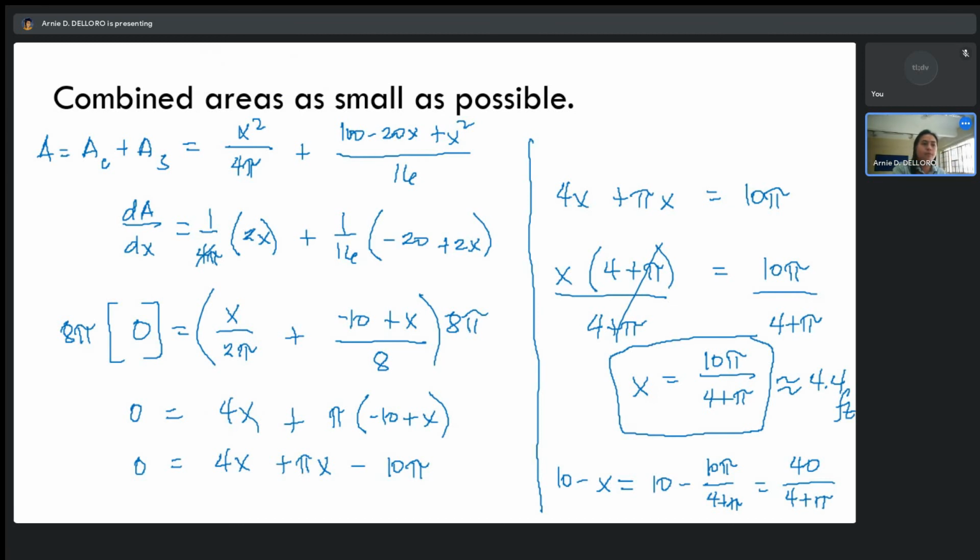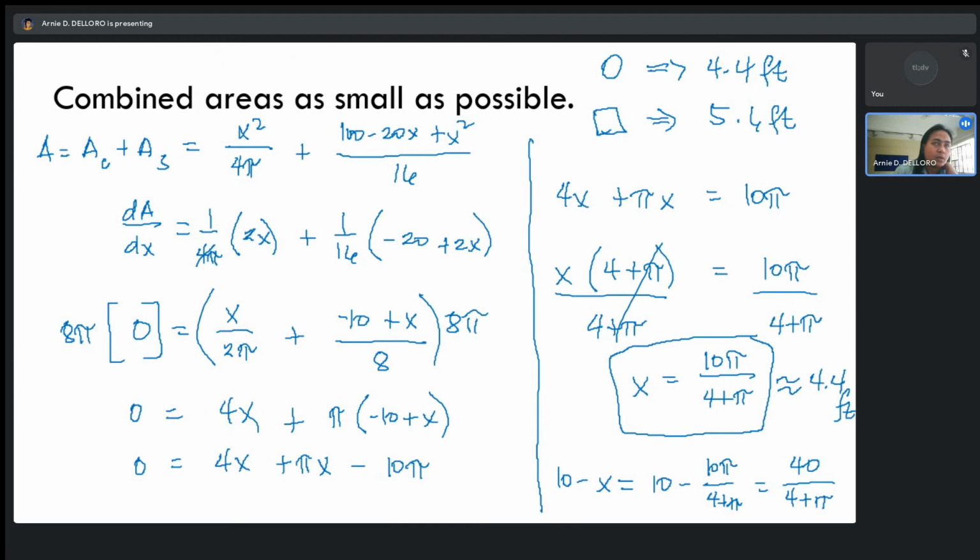Or approximately, okay, yung sa circle, ang wire is 4.4 feet. While for the square, the wire should be cut 5.6 feet to create a square. Okay? I hope that is clear.